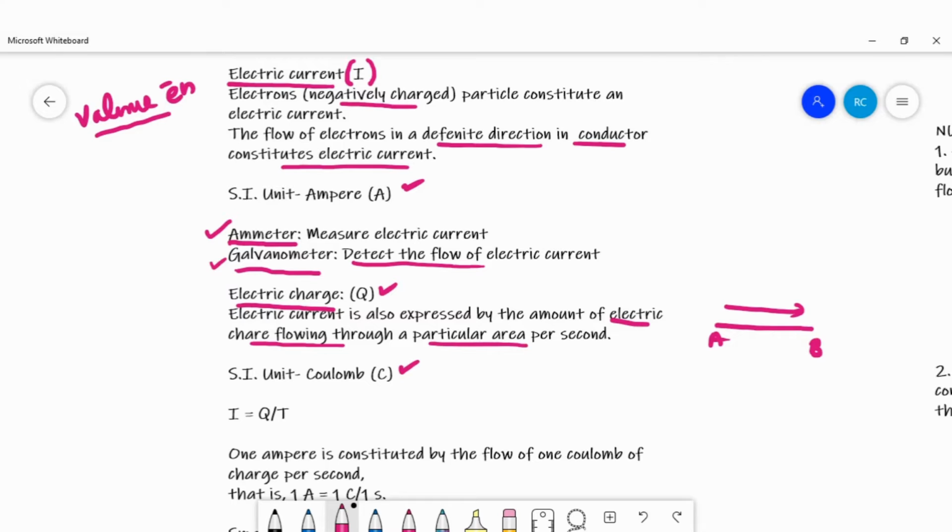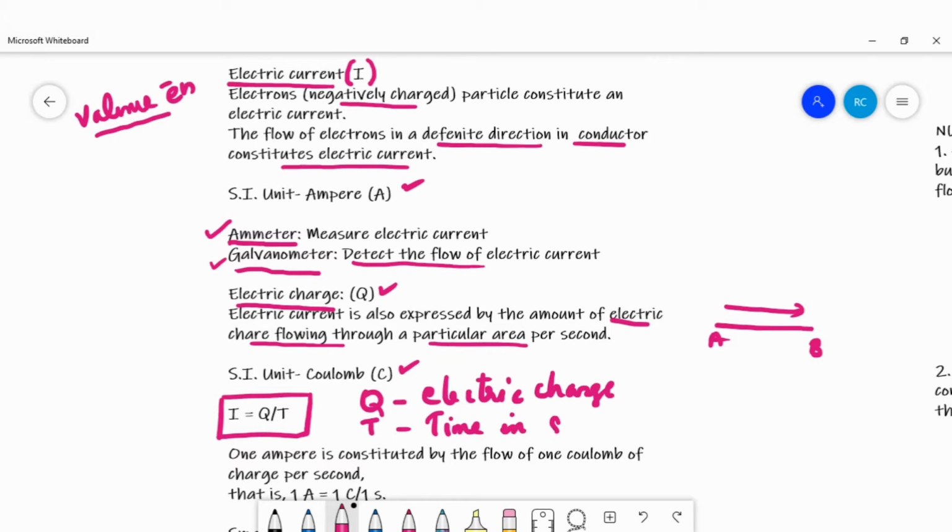So how do we connect this electric charge and current? We have an equation, I is equal to Q by T, where Q is the electric charge, I is the current, as you already know, and T is the time in seconds. So the expression used to measure the current in terms of electric charge is I equals Q by T.